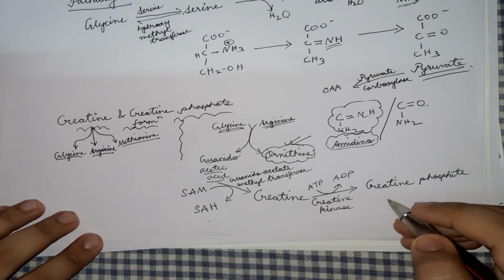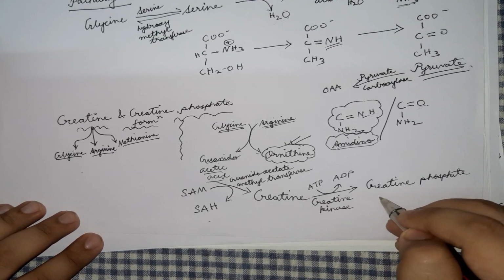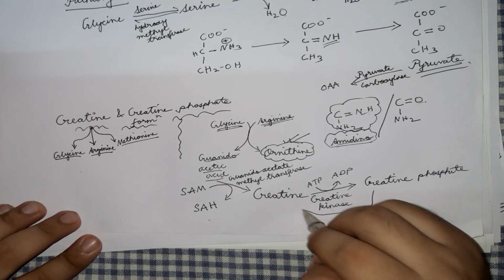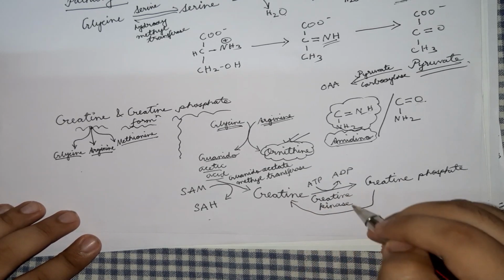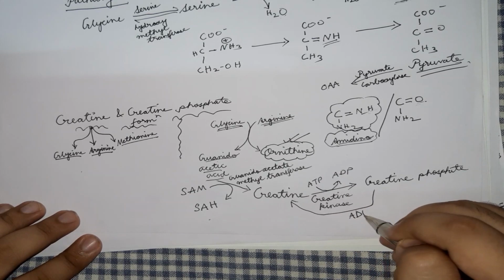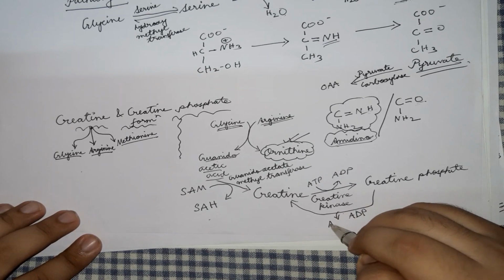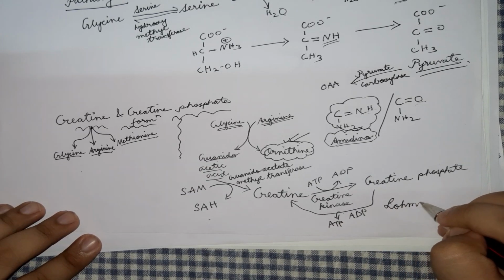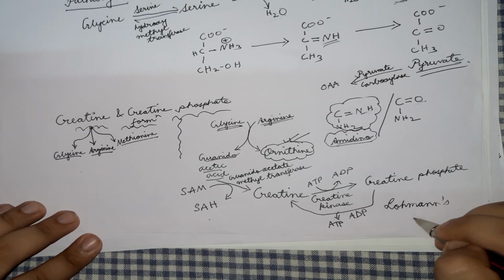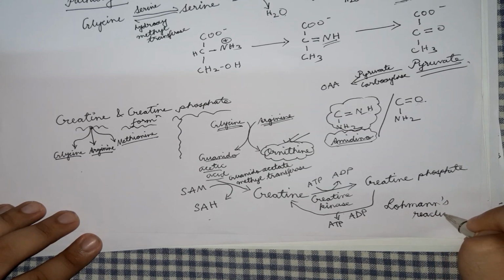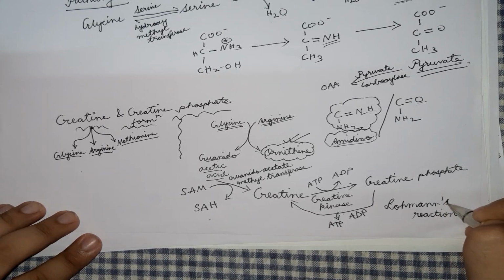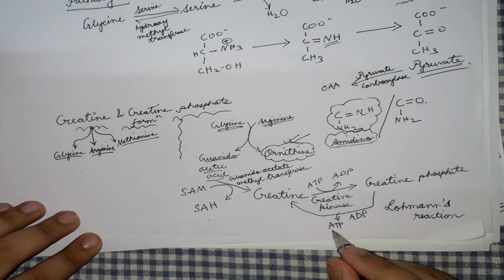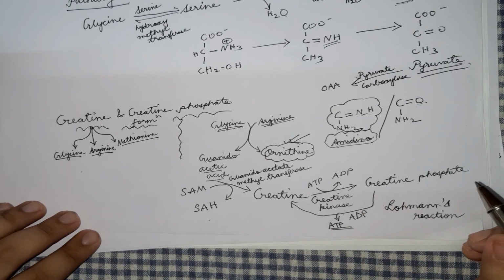So this reaction of creatine phosphate back to creatine by the same enzyme, except you are actually reversing, ADP to ATP, this is called the Lohmann's reaction. Alright, so this is a very important thing because now ATP can be utilized for energy, right?